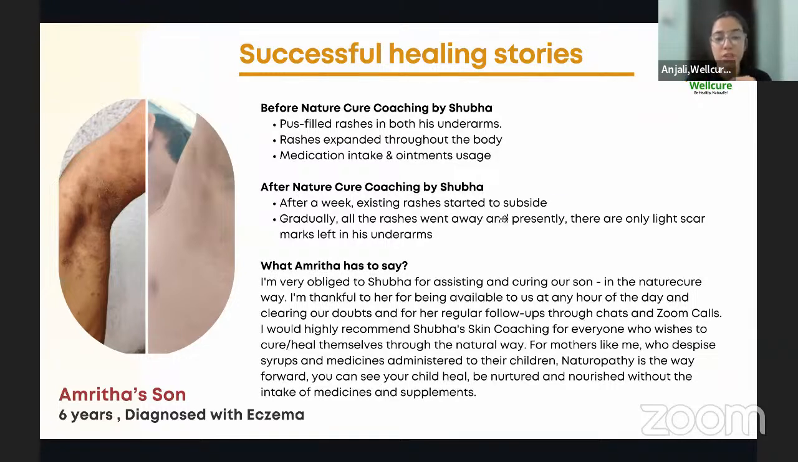Earlier, the picture we showed was of the child of 6 years who was suffering with psoriasis. Before, he had pus-filled rashes expanded throughout the body. Medication intake was there, but still there was no permanent relief from all these issues, and he is a child who's just 6 years old. But after following nature cure, after just 1 week, they started observing that the rashes had reduced gradually. All the rashes went away from the body, and presently the boy does not have any kind of eczema and is successfully not taking any medication.